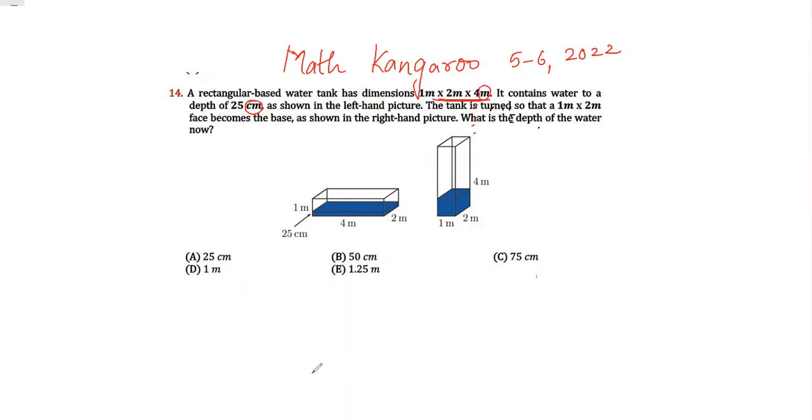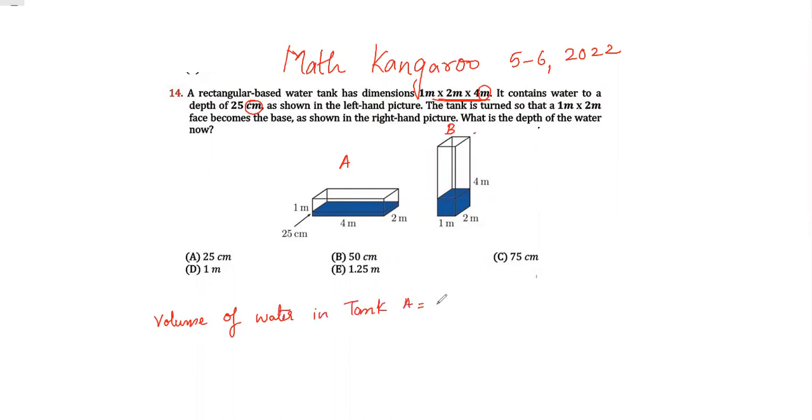As shown in the left hand picture, the tank is turned so that a 1 meter by 2 meter face becomes the base as shown in the right hand picture. What is the depth of the water now? So first we just need to see the volume. Let's name this as tank A and tank B. Now volume of water in tank A will be how much?